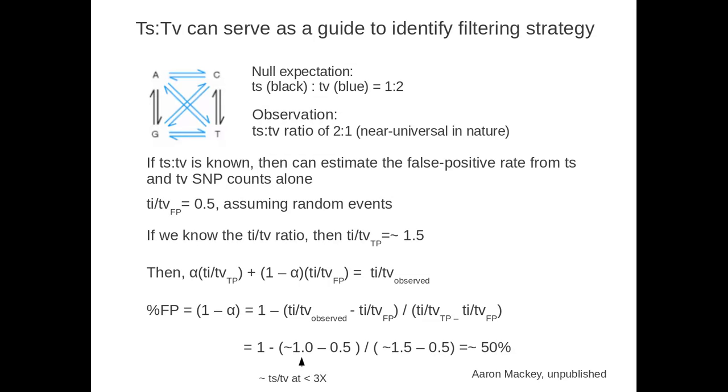And the basic principle is that the transition transversion ratio refers to classes of mutation. So A to G or G to A, that's a transition, and C to T or T to C, that's a transition.